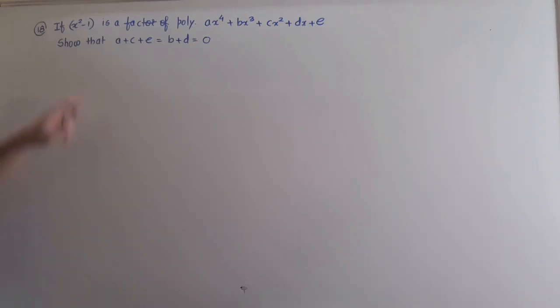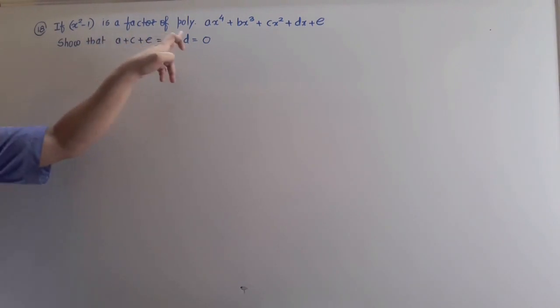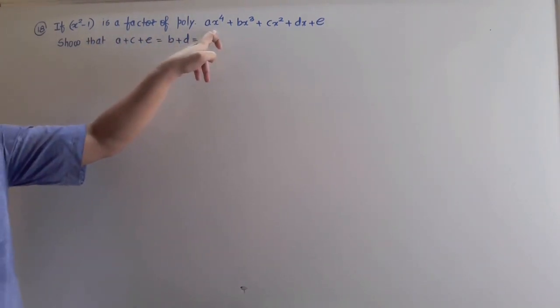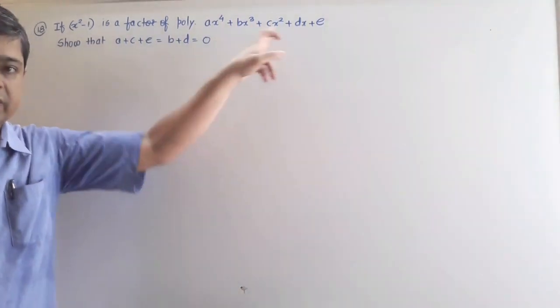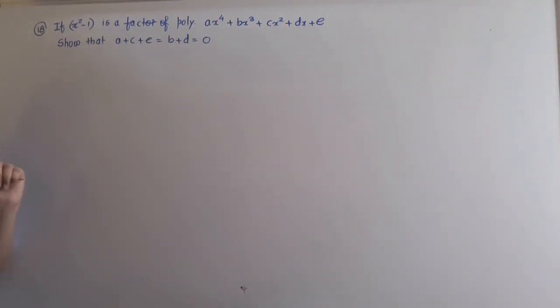Now let us see the next question, that is question number 18. It is given here x square minus 1 is a factor of polynomial ax to the power 4, bx cube, cx square, dx and e, all are given in addition, that we have given as a factor. So we have to prove that this equation is true.